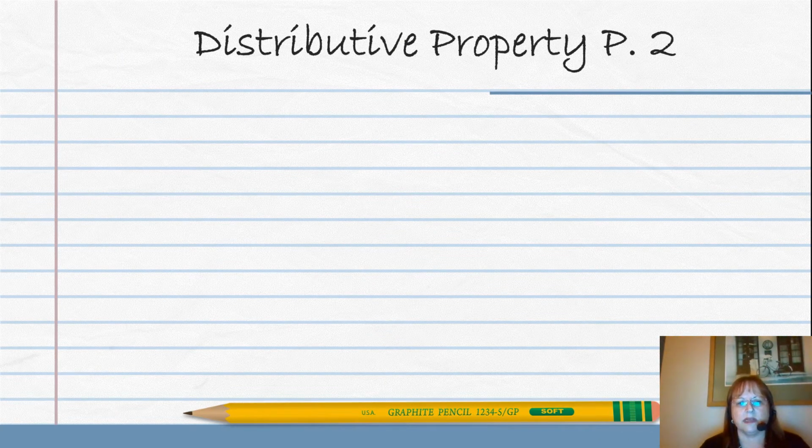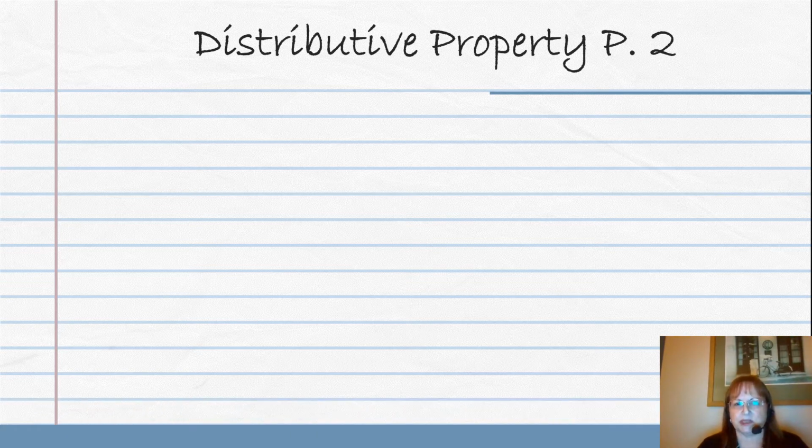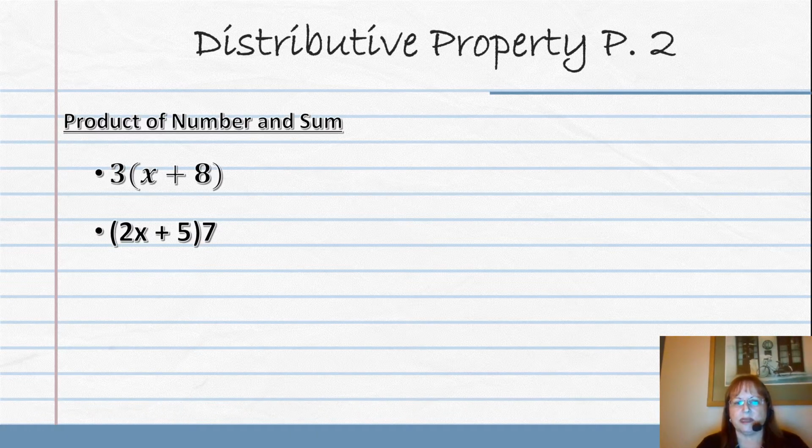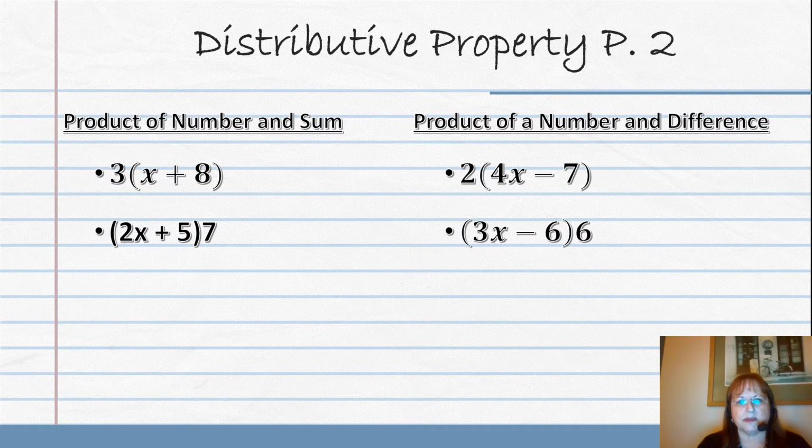We are going to look at how to read distributive property problems or expressions. First two we're going to look at are product of a number and a sum. We are going to read the first one as 3 times the sum of x plus 8. This can also be read as 3 times the quantity x plus 8. The second example is read as the quantity 2x plus 5 times 7, or the sum of 2x and 5 times 7.